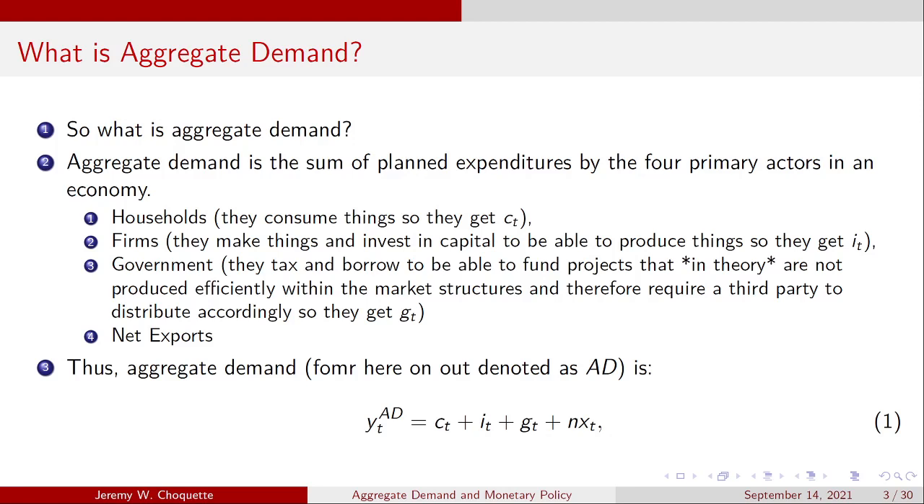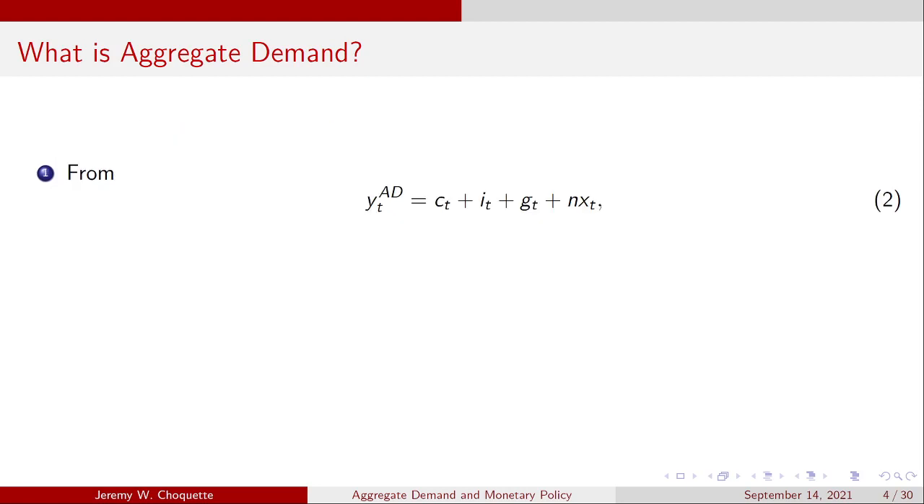And when we sum all of these together, we get these 4 primary actors, we sum their planned expenditures together, we're going to be getting aggregate demand. So we get this Y superscript AD equals C plus I plus G plus NX. All right, so this equation 1 here is our aggregate demand, right?